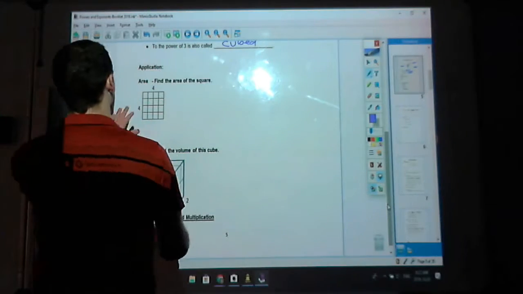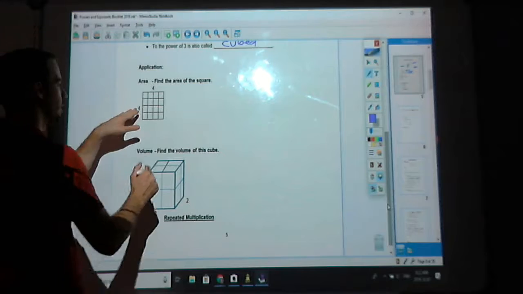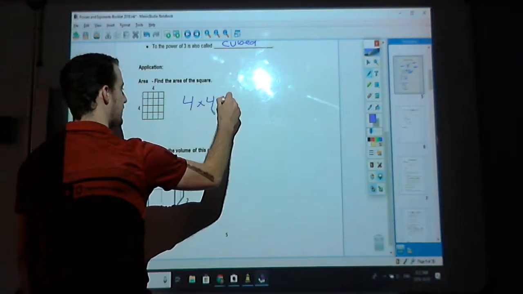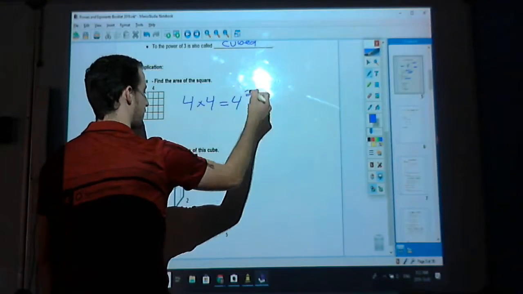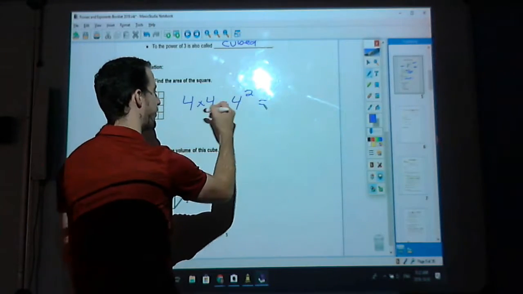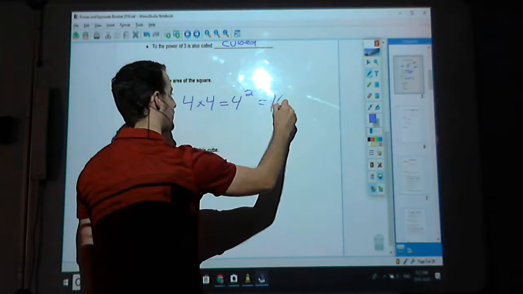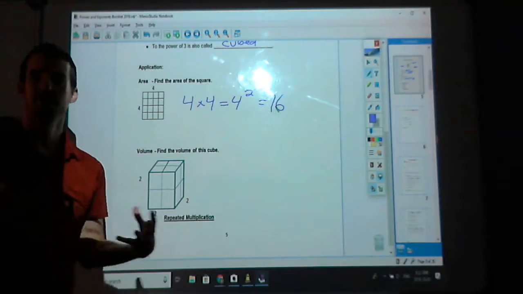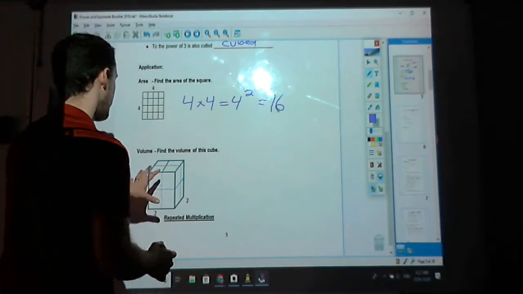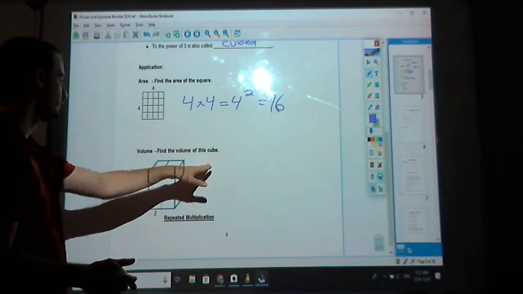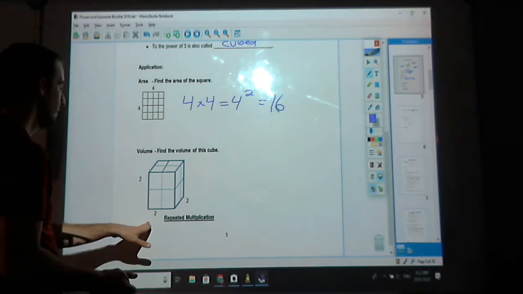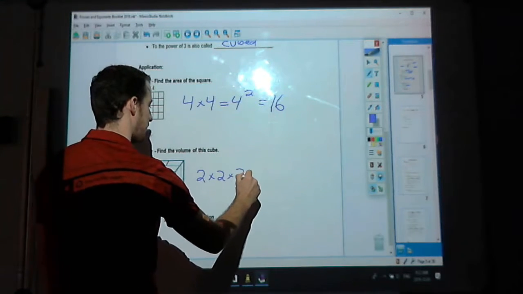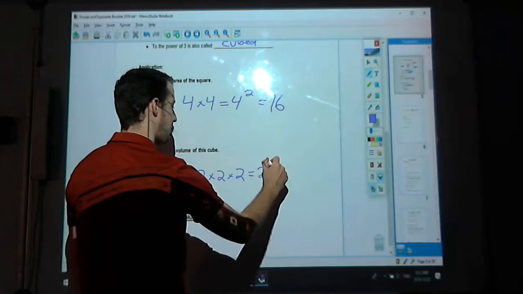If we want to find the area of a square, we go 4 times 4. This is the same thing as saying 4 squared. 4 times 4, or 4 squared, is equal to 16. We weren't given dimensions of centimeters or meters, so we'll just leave it as that. Lastly, we can also look at volume. This is 2 times 2 times 2, which we could simplify.